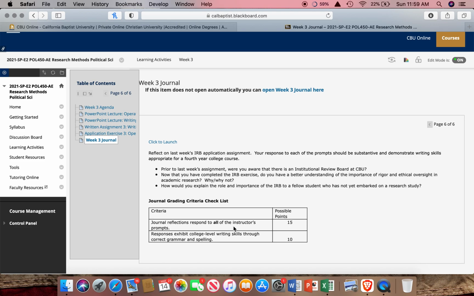So we can see that we have three assignments: our written assignment, our application exercise, and our journal. Ultimately, at the end of this week, I am looking to see if we have the formation of a decent research question. Now, don't be surprised if when you submit your work this week you have some corrections that need to be done. I do not expect all of us to have perfect research questions. That would be completely unrealistic.